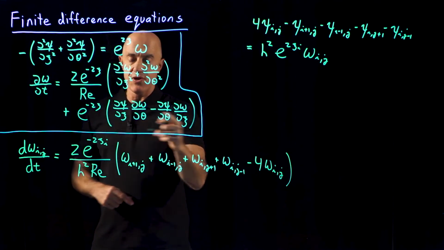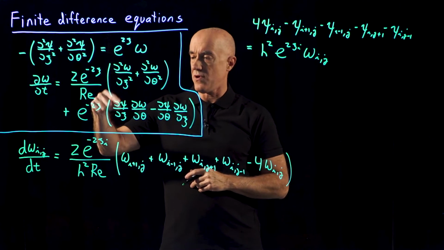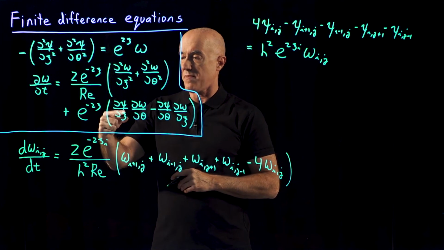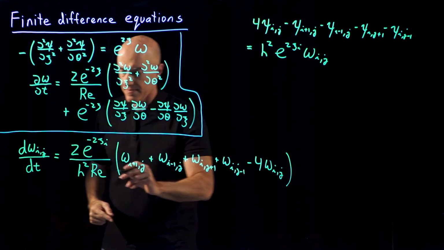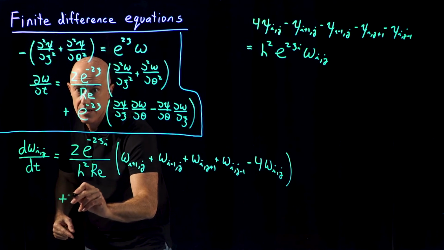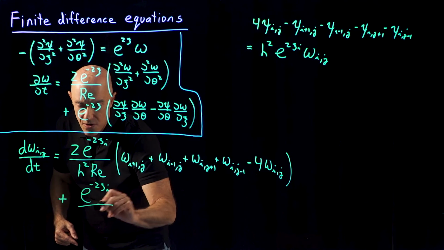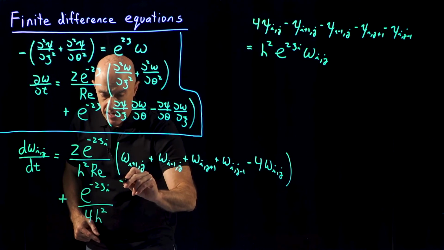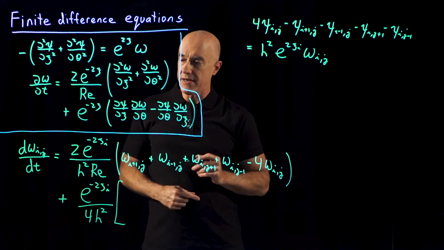And then we have this term here. Each of these center difference schemes for the derivatives will have the center difference divided by 2h. So we'll have a 2h here and a 2h here in the denominator. So that's a 4h squared. So then we have a plus e to the minus 2 psi i over 4h squared. And all that factor multiplies these products of derivatives.